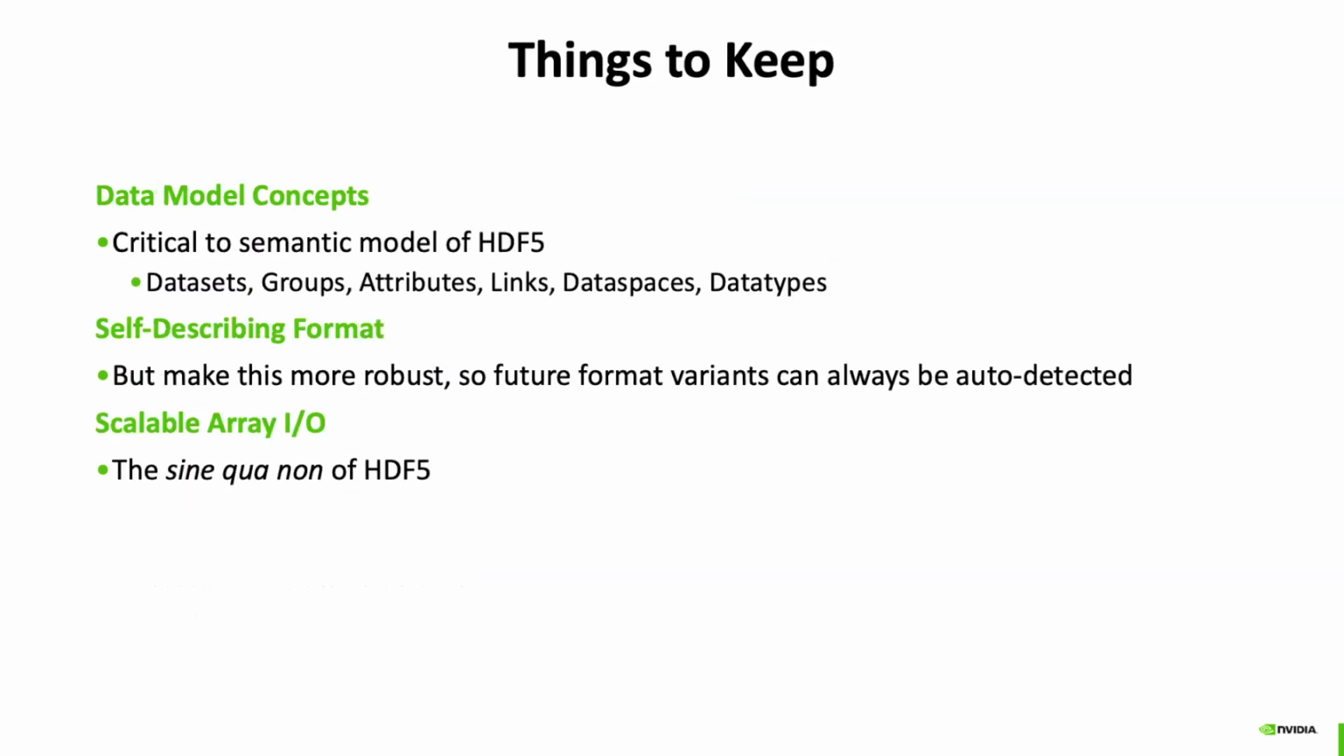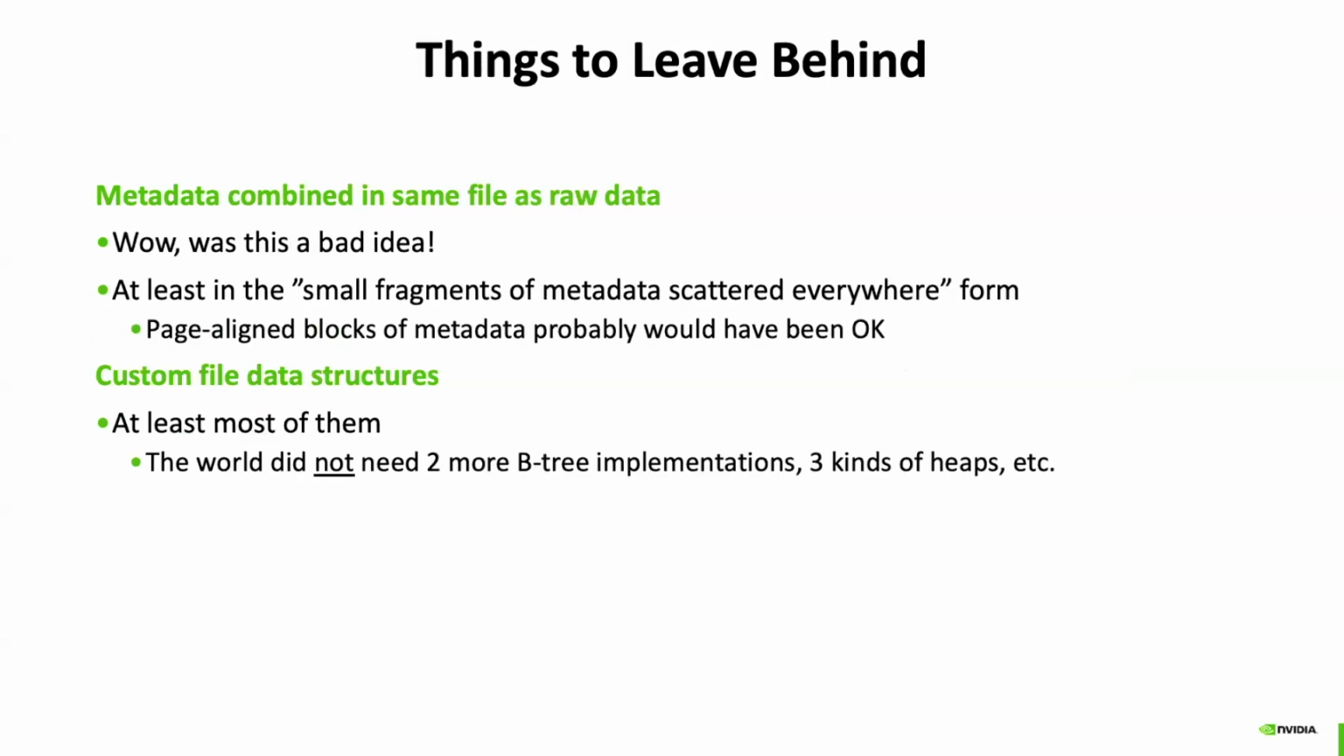So obviously we got to keep all these data model things collaborating a little bit. Got to do the self-describing format. We got to make it bootstrap in a nice way, and it's got to be portable and archival and all these good things. And of course, the second to none of HDF5 is we're keeping the array access and figuring out ways to make that even better than it is today.